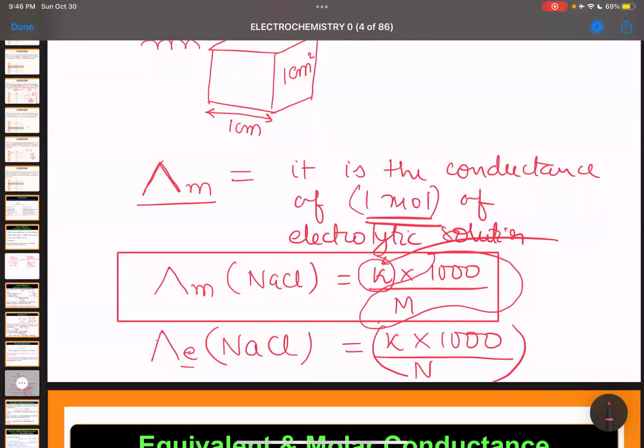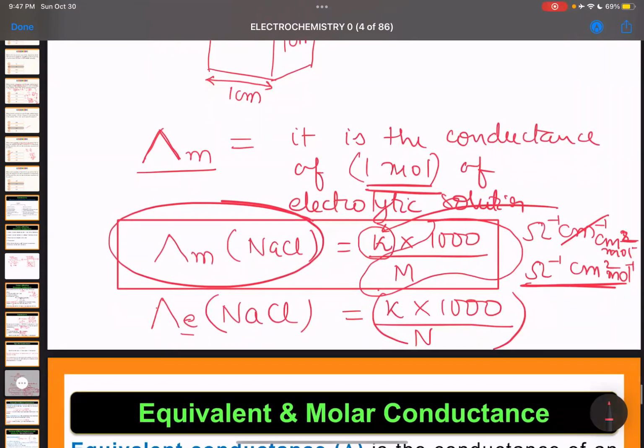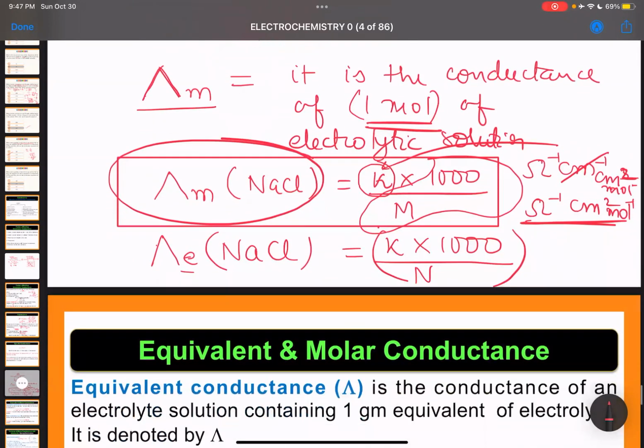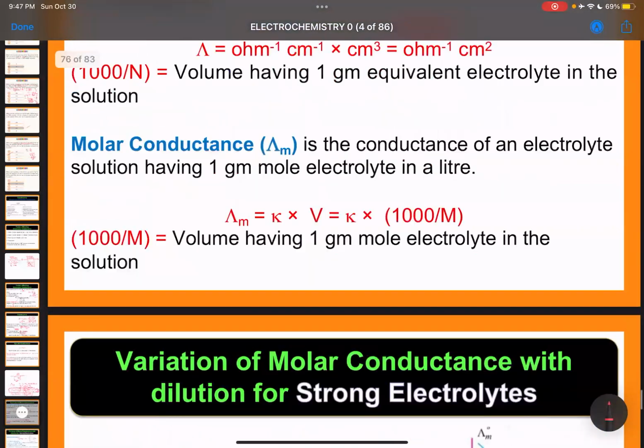The unit of kappa was per ohm per centimeter, and it is multiplied by the volume in which the 1 mole is present, that is centimeter cube. So per ohm, cm square per mole is the unit of molar conductance. Similarly, per ohm, cm square per equivalent is the unit for equivalent conductance. Clear? That you need to know.